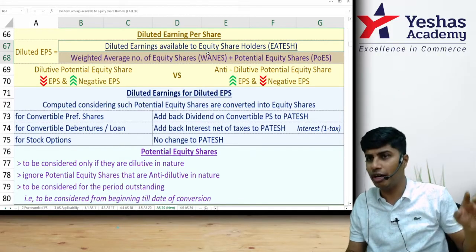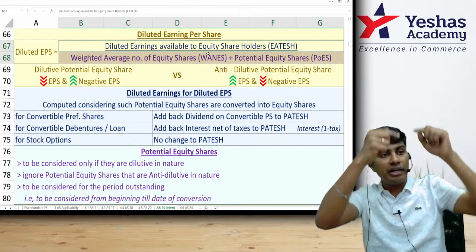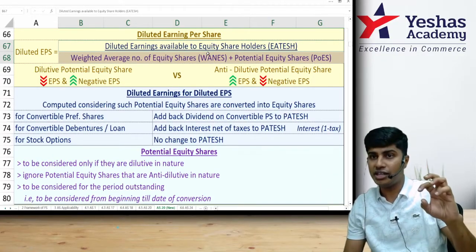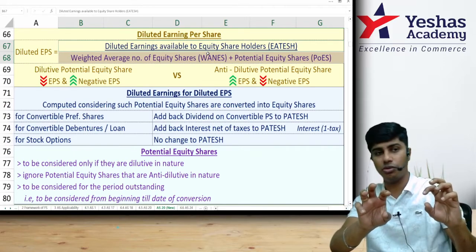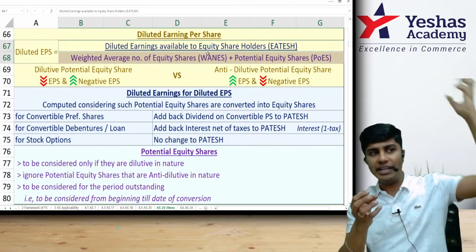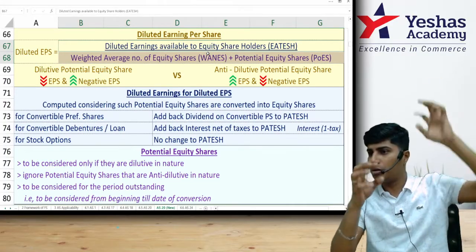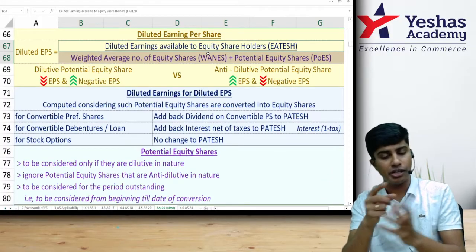For this, no adjustment. Profit available to equity shareholders plus preference dividend, divided by number of shares plus number of potential equity shares to be given to preference shareholders. If it is debentures, they give back the interest and they come sit in the denominator. Potential equity shares to be given to debentures will be added in the denominator.